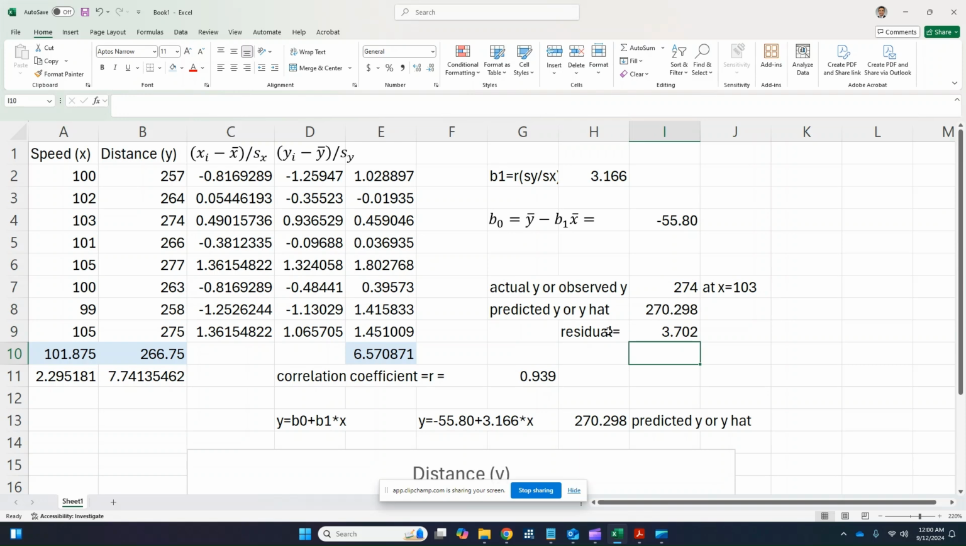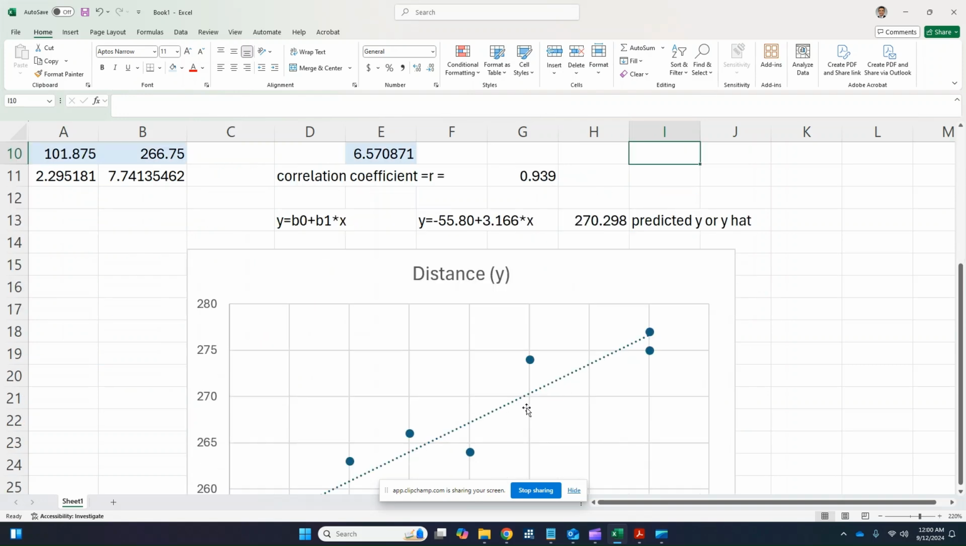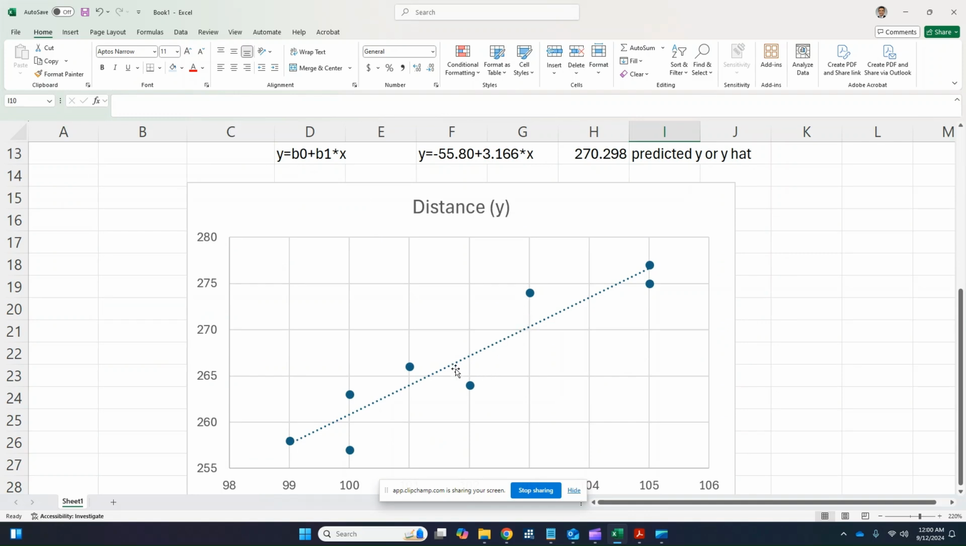Notice that we set the line in a way that sometimes the residual will be positive and sometimes will be negative, but on an average, the residuals will be zero. That means the line exactly goes through the middle of all this data variation.